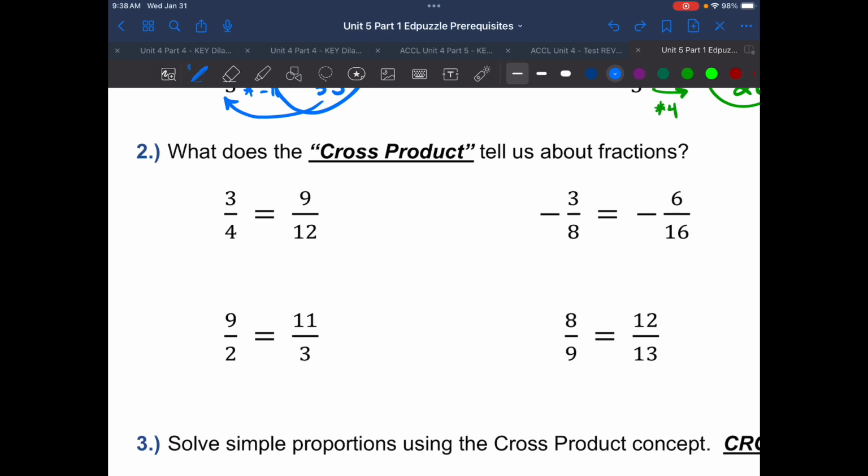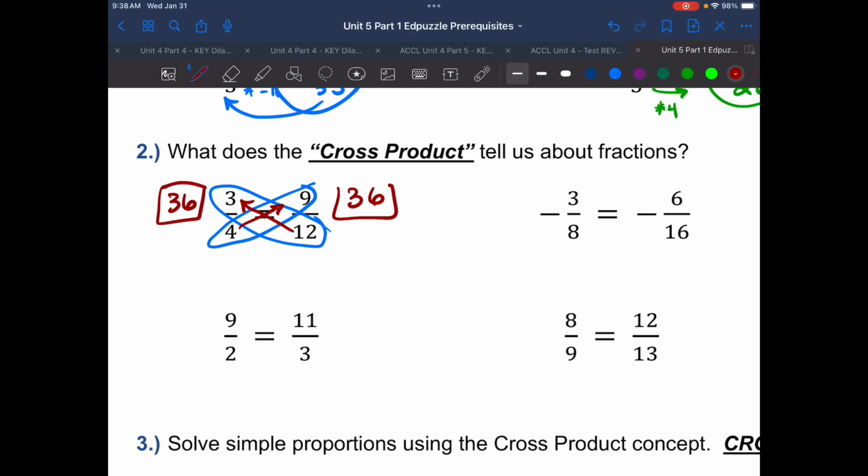There's something pretty cool and helpful that happens when we try to cross multiply. So first of all, I'm just going to cross multiply with these values here. 4 times 9, I'm going this direction, right? 4 times 9 is going to give me 36. 12 times 3 is also going to give me 36. Now this is important. When the cross product is equal, then that means the fractions are equivalent.